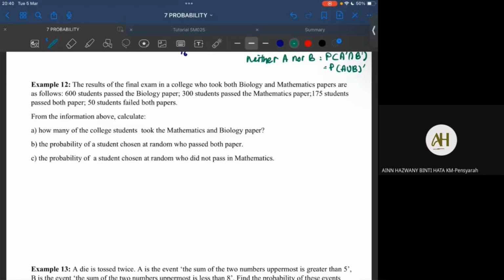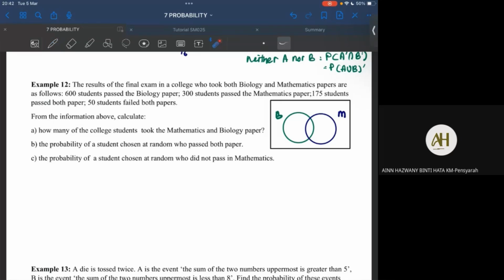So sekarang sebab ada dua sahaja event kita, biology and mathematics punya papers, so we are going to use Venn diagram. Okay. So Venn diagram untuk biology and kita ada untuk mathematics. Okay, jangan lupakan kotak kita di luar. Salah tempat pula soalan. Tak apalah.